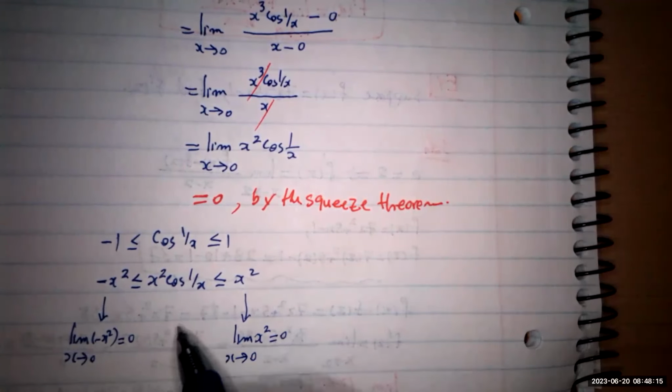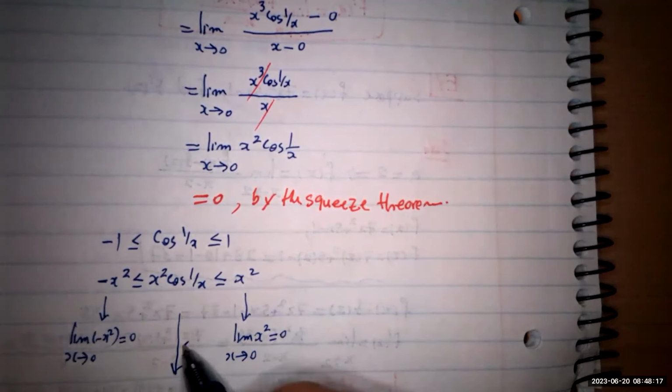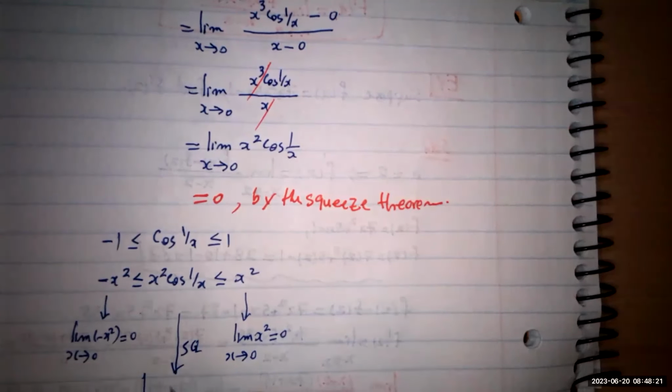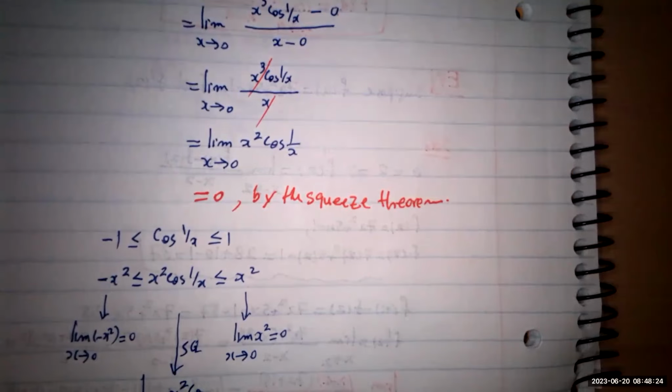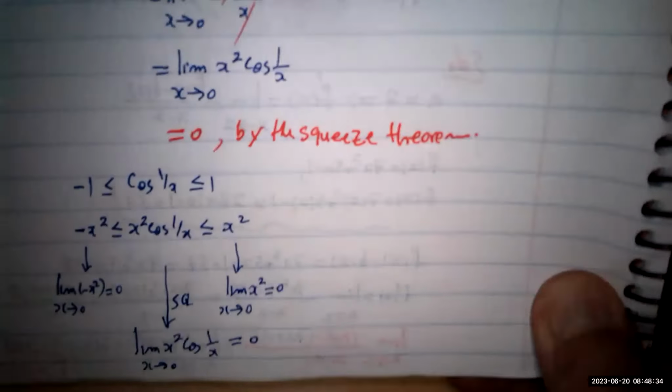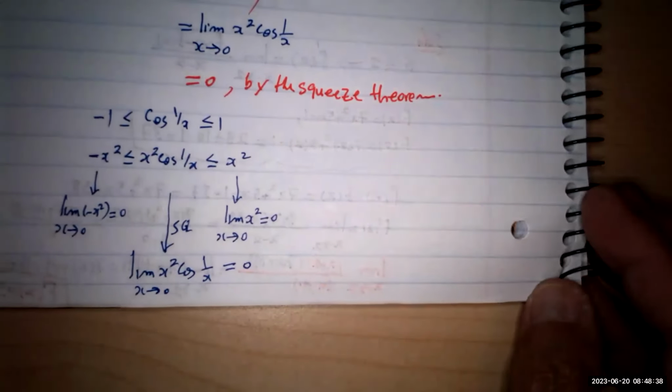And then by the squeeze theorem, remember, the squeeze theorem will tell you that the limit of the middle one, x squared cosine of 1 over x as x goes to 0, is also equal to 0. But on the test, of course, if it's a direct question, you have to prove it.